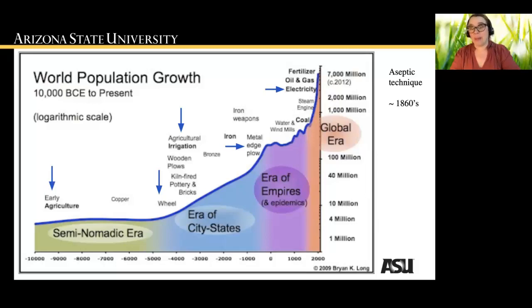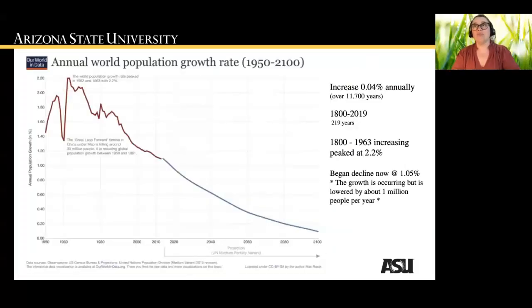Then in the era of empires, we see definitely a huge increase in things like iron weapons, a metal edge plow, water and windmills. And then we do see some dips, and those are from major epidemics. As well, in the 1860s, which would be the global era, we see aseptic technique. So now we have a huge increase because of the modern age of medicine, in addition to having oil and gas, electricity, coal usage, and steam engines. These are all important factors that allow the population to continue to increase.